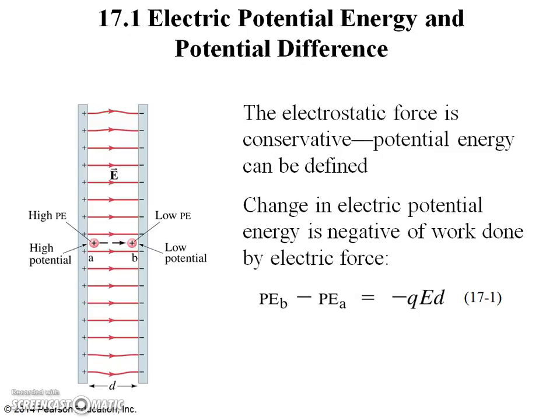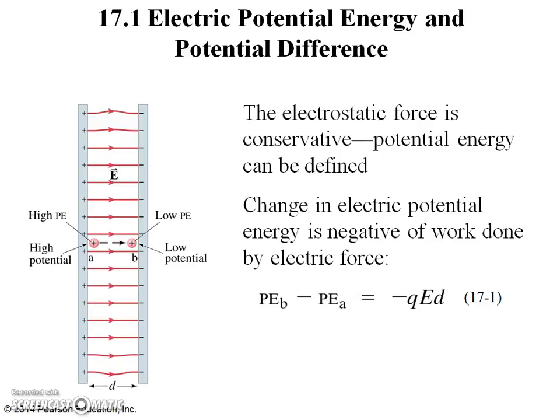You can think of electric field lines as gravitational field lines, which point towards the center of the Earth, and the positive charged particle as a rock. If you hold a rock up in the air, it has high gravitational potential energy relative to the ground. If you drop the rock, it will lose potential energy but gain kinetic energy.